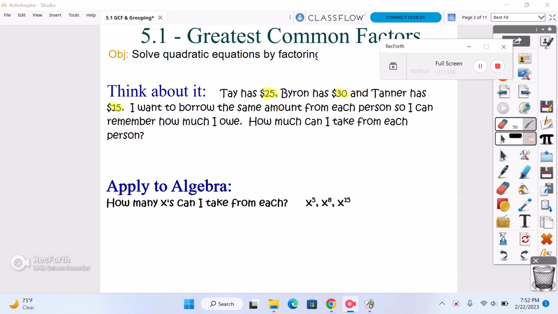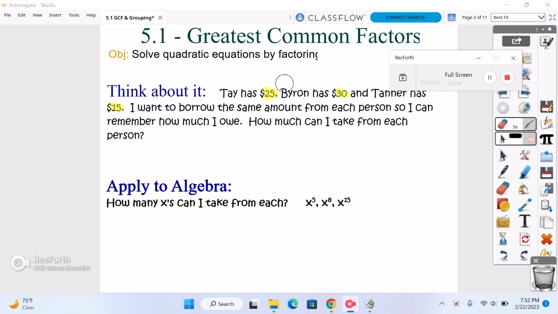Today we're going to be factoring with greatest common factor and factoring by grouping. So let's talk about greatest common factor first. The term greatest means the most or the highest. Common means something that they share in common together. And factors are what multiplies to get you to a certain variable or number.